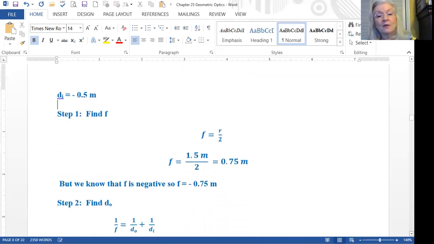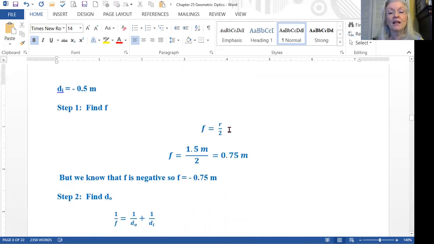First thing we want to do is find F. Why? Because they gave us R. So F is equal to R divided by 2. 1.5 meters divided by 2 is 0.75 meters. That part's easy. But we have to put in the minus sign. Don't forget the minus sign. That's why we wrote it down in our list of knowns so we wouldn't forget. So the focal length is negative 0.75 meters.